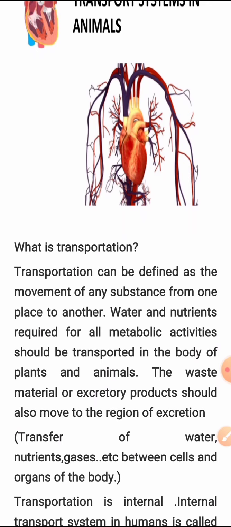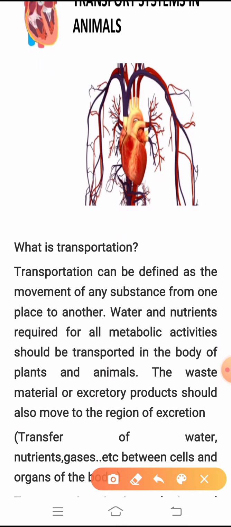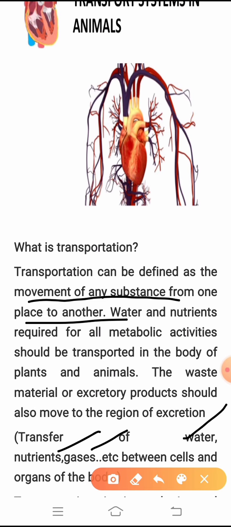What is meant by transportation? Transportation can be defined as the movement of any substance from one place to another. Then what are the substances which get transferred? Some of the substances which get transferred under transportation are water, nutrients, gases, and the waste product released out of the cells, and the things which are present inside the blood. So all these substances get transferred from one place to another, right?